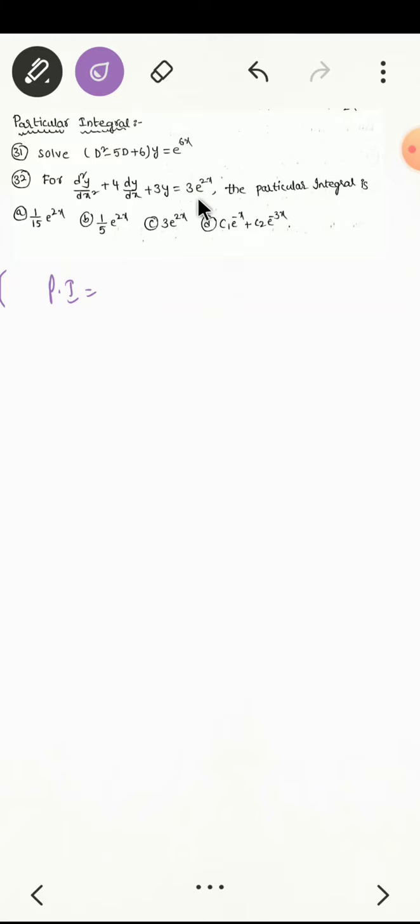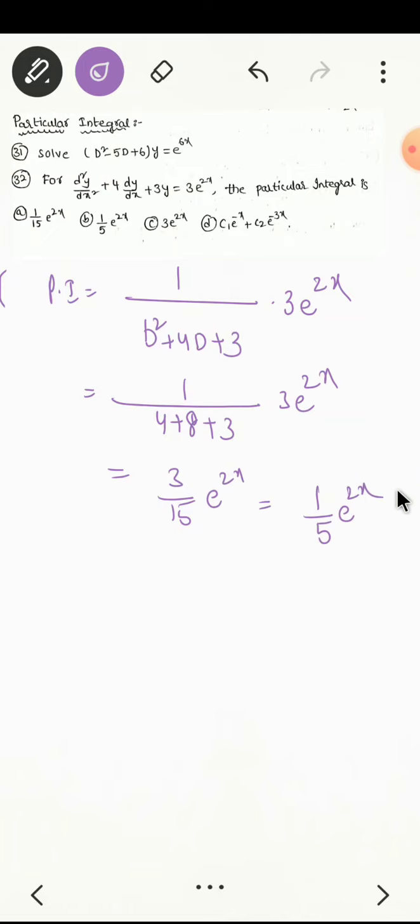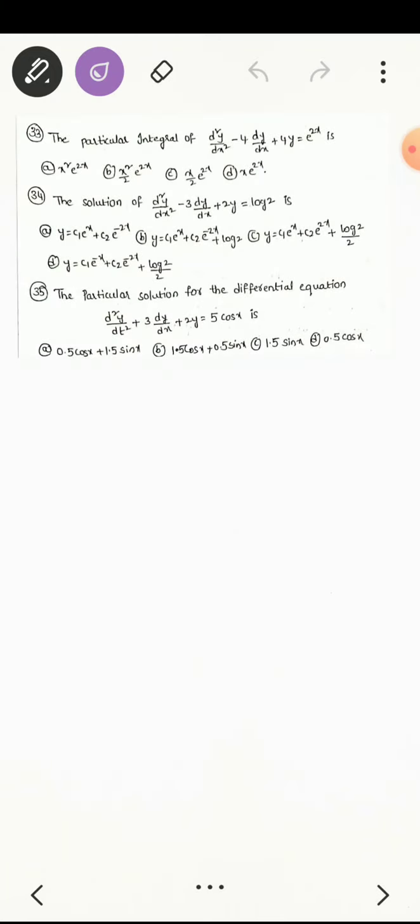That is e raised to power 2x function. So 1 by D square plus 4D plus 3 into e raised to power 2x. So I can write it as 1 by, replace wherever D is there, replace that thing by 2. So this will be 4 plus 4 into 2 is 8 plus 3, e raised to power 2x. So total is 15, 1 by 15 e raised to power 2x. Okay. Then problem number 33.